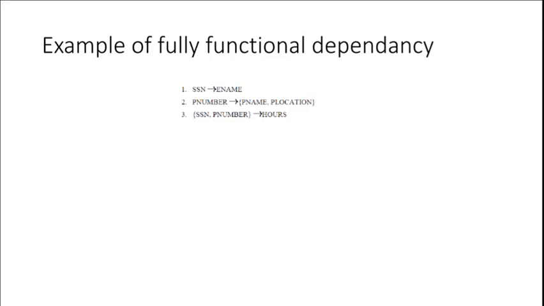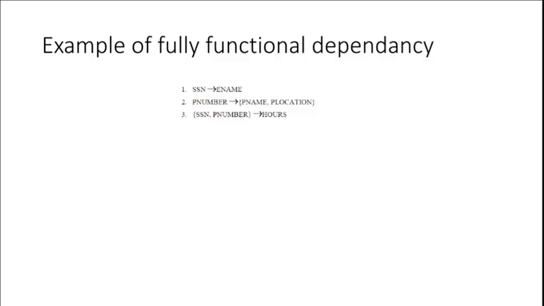When I remove project name here, I can't identify the number, because if a name is there, I can easily tell what is the project number. That is functional dependency, fully functional dependency. I can't remove any of these attributes. Here E name I can't remove. Here project name I can't remove.